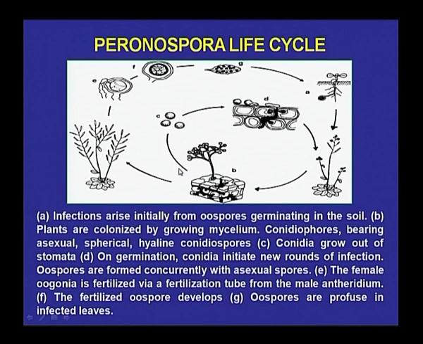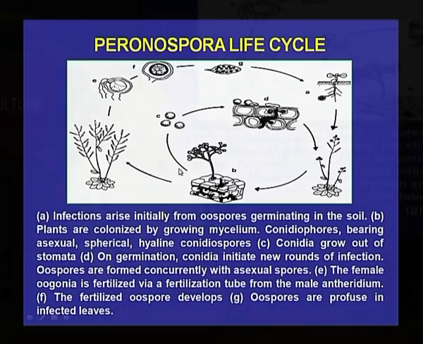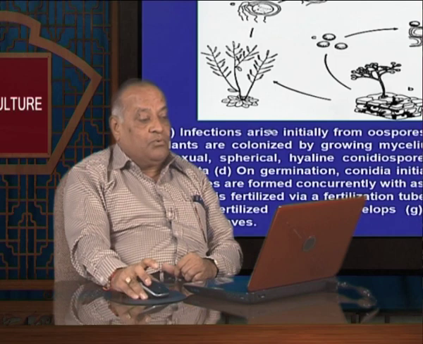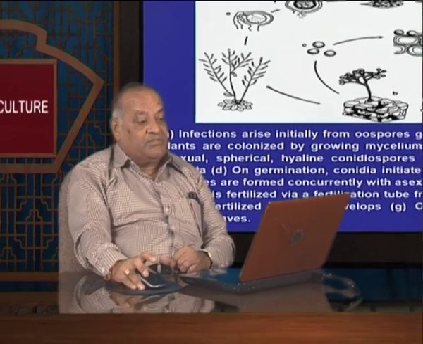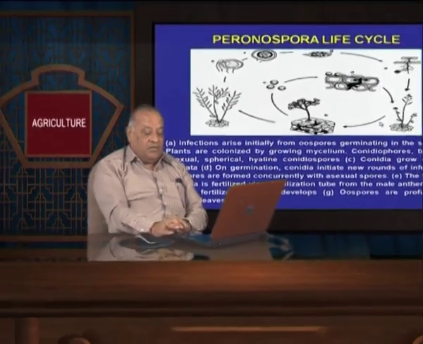Then in the sexual reproduction, oospores are formed concurrently, and the female oogonia are fertilized via a fertilization tube from the male antheridia here. The fertilized oospore develops, and oospores are profuse on infected leaves, which again infect the plant. This is how Peronospora completes its life cycle in the plant.